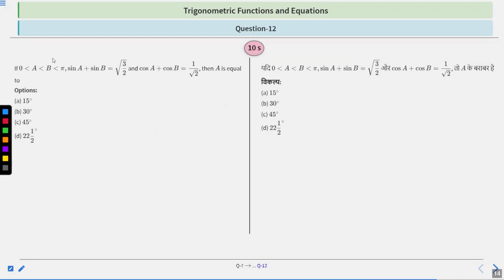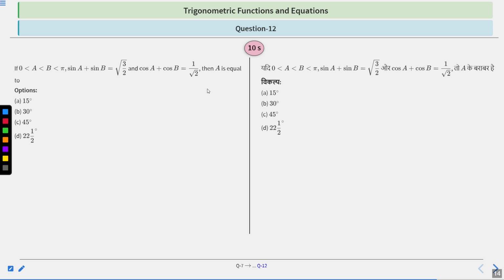Let's move to the next question, question number 12, which says that if A is greater than 0, B is greater than A, and A plus B less than pi, sin A plus sin B is equal to root 3 by 2, and cos A plus cos B is equal to 1 by root 2, then we have to find A, right?